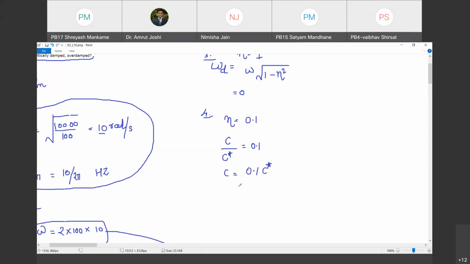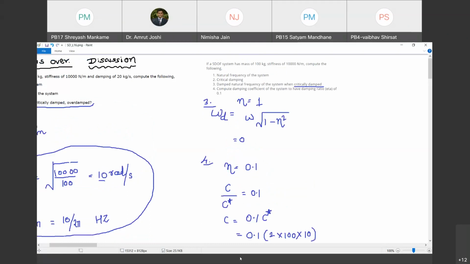But what is the value of C star? C star is nothing but 2m omega. So it is going to be 2m, that is 100 kg, multiplied by omega, which is 10 radian per second. So what is the answer? 2000. So C is going to be 200 kg per second. So this is the answer. That's all. This was the second question.